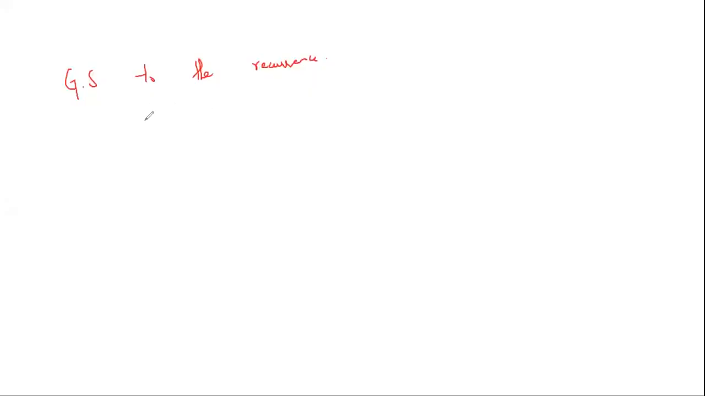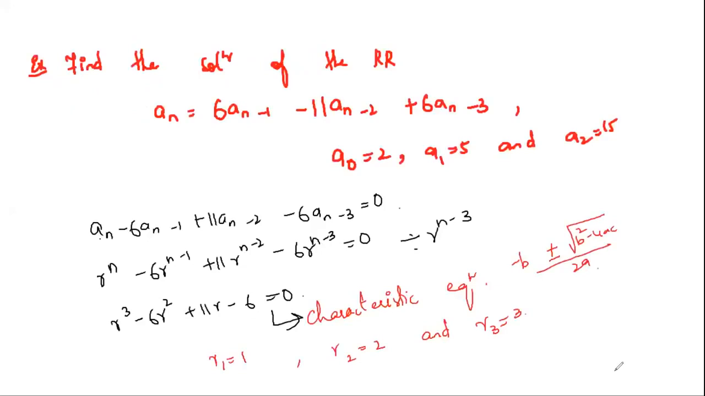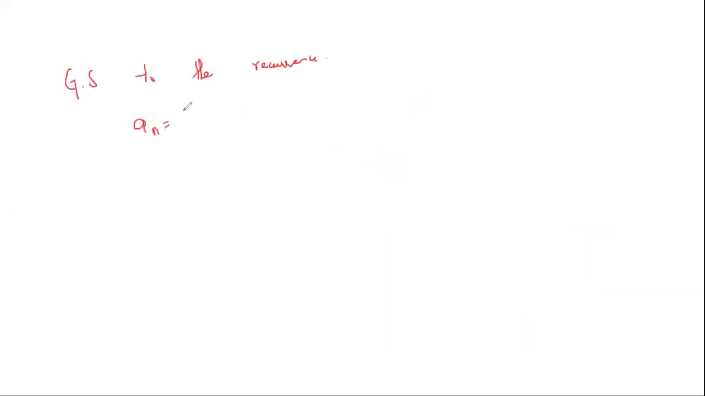Let's write it. an is equal to, what is r1, r2, r3? It was 1, 2 and 3. So for that, an is equal to alpha 1 into 1 power n plus alpha 2 into 2 power n plus alpha 3 into 3 power n. Now to find the constants alpha 1, alpha 2, alpha 3, we are supposed to use the initial conditions.